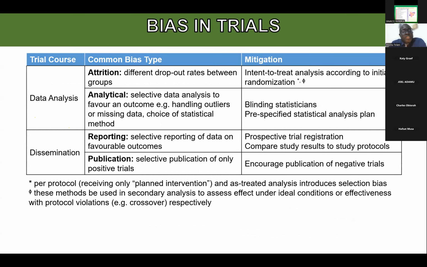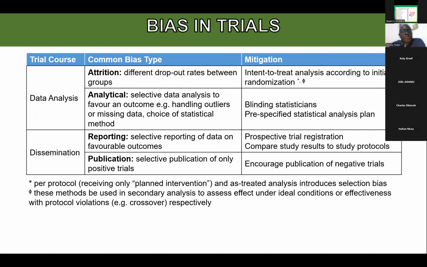Bias can also occur in data analysis, especially in handling dropout rate between groups, because not everybody that starts a trial finishes it. That's where the concept of intent-to-treat analysis comes in, in which even though patients might drop out at some point or switch to another group, you still analyze patients according to the initial randomization. Unlike per-protocol analysis, where patients are analyzed according to the protocol they received, excluding those that didn't receive things under that same protocol.